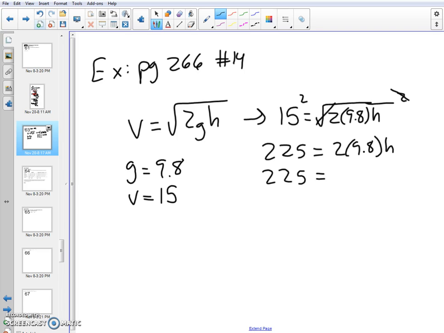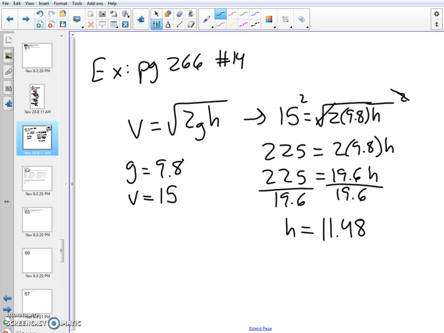I'll go ahead and do that. 2 times 9.8, which is 19.6. Divide each side by 19.6. So I get H is equal to 11.48. I want to have some units on here since this is an application problem. So you want to look back and see, what did H represent again? It says where H is the height, and then in parentheses it says in meters. So this would be 11.48 meters.